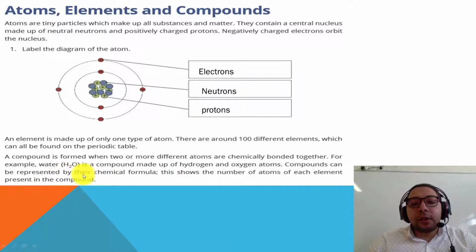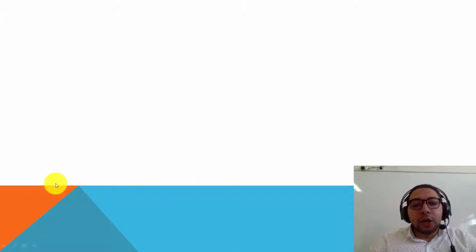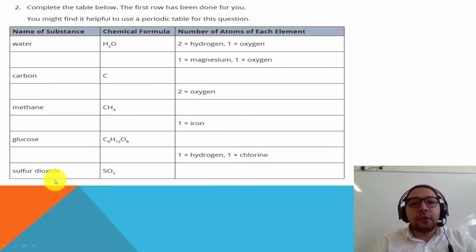Compounds can be represented by the chemical formula, which is H2O. This shows the number of atoms of each element present in the compound. So let's see the first exercise. Here we have a table. This table has different substances and has some chemical formulas along with the number of atoms of each element.